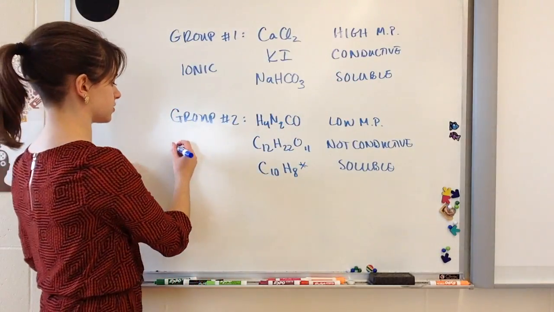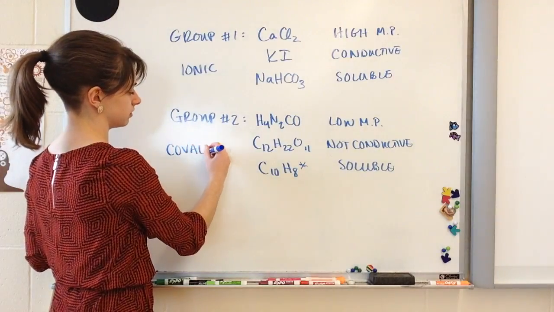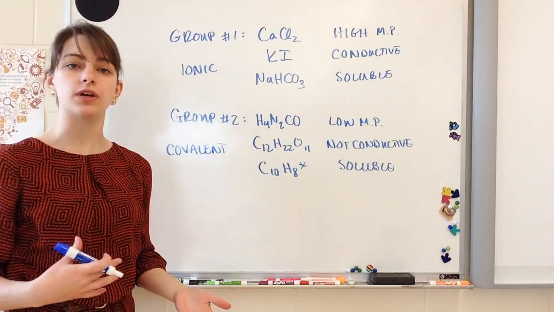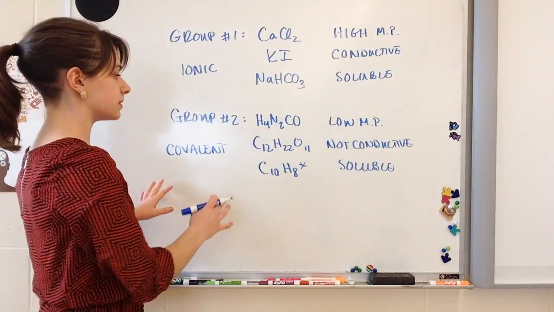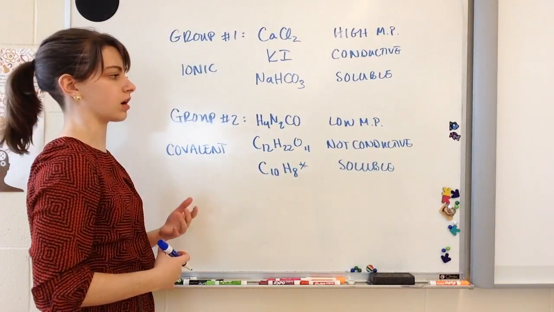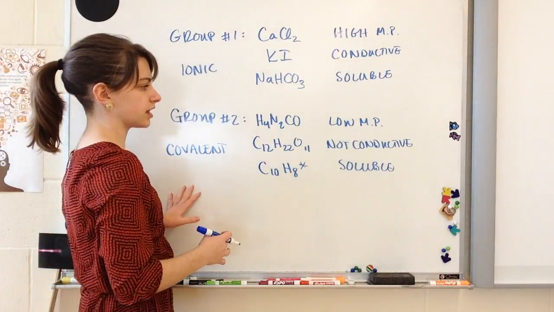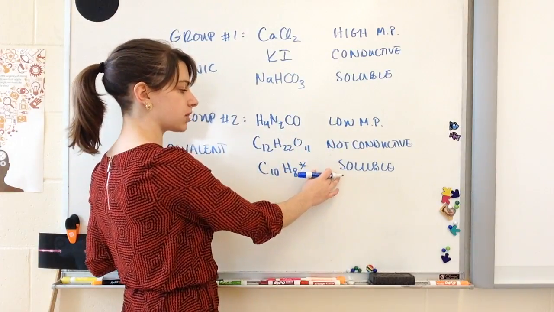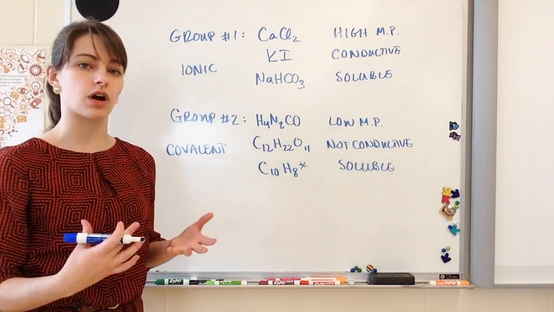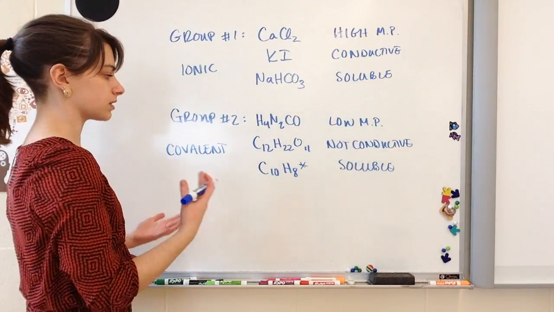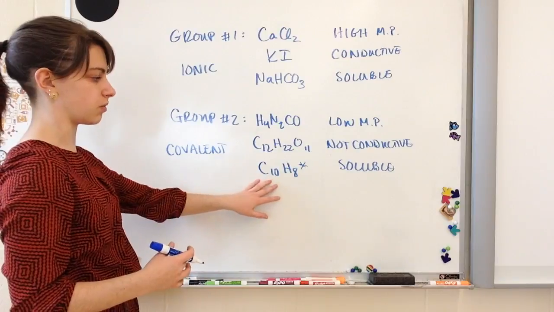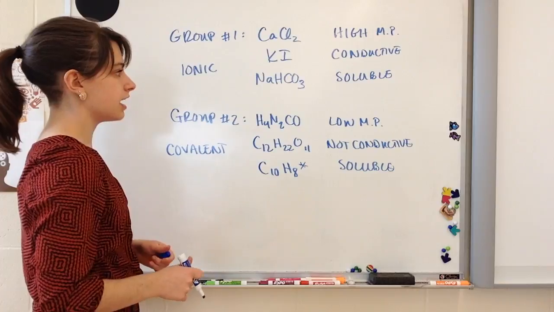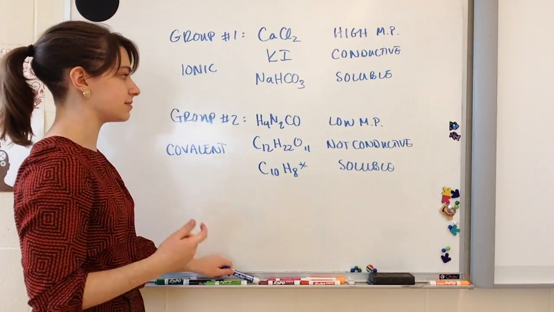Our other group of compounds are called covalent compounds, and that's because they form covalent bonds. Again, something we'll get into a little bit more detail later. But these are all covalent compounds because they form what are called covalent bonds. All covalent compounds have a low melting point, they're not conductive in solution, and some covalent compounds are soluble in water, others aren't, and we'll get into why more later. This was just kind of an intro. Naphthalene was our one weirdo that did not dissolve in water. Our other two did.